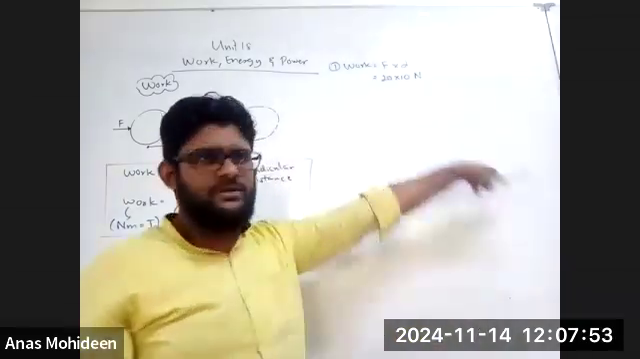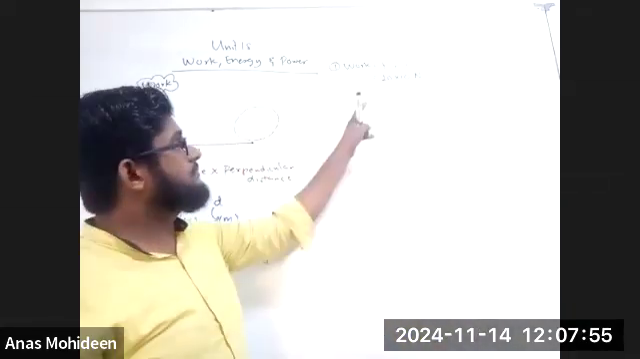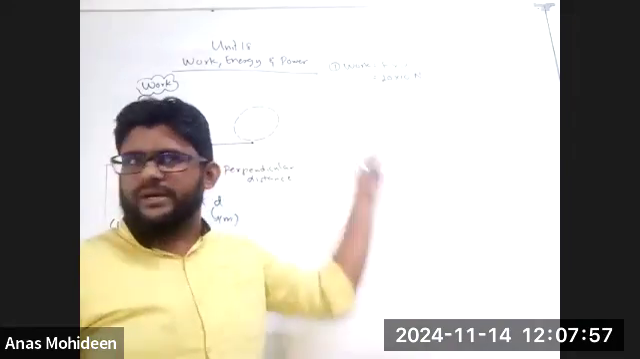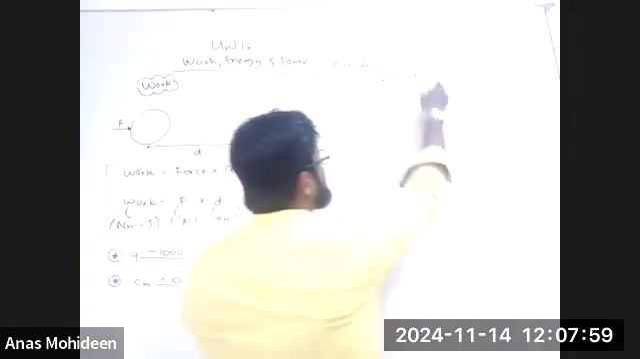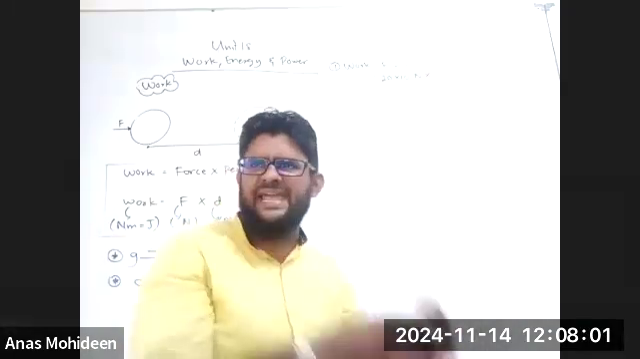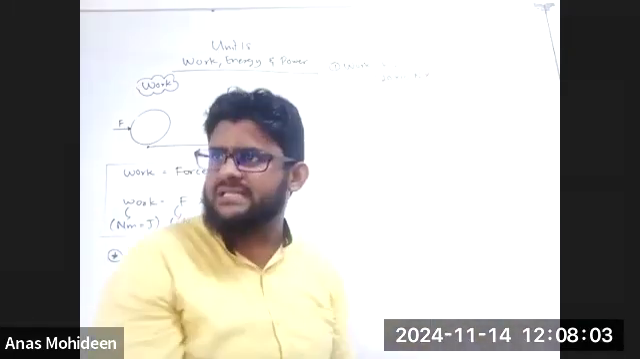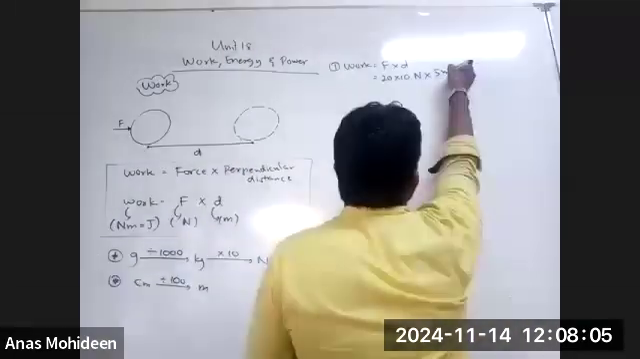So 20 kilograms into 10, that is 200 newtons. So 20 into 10, what is the height now? Height is 5. It may be height, depth, length, whatever. All of them are distances, right? So it is 5 meters.